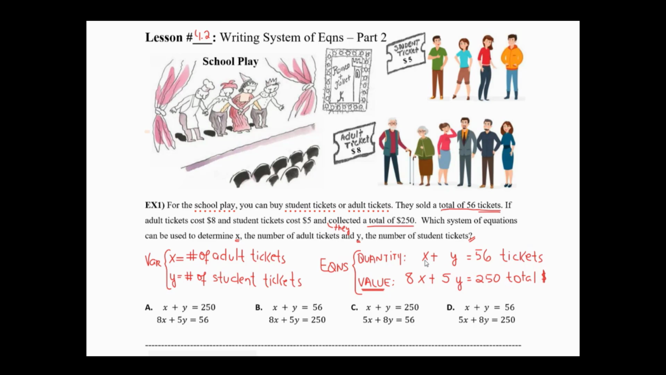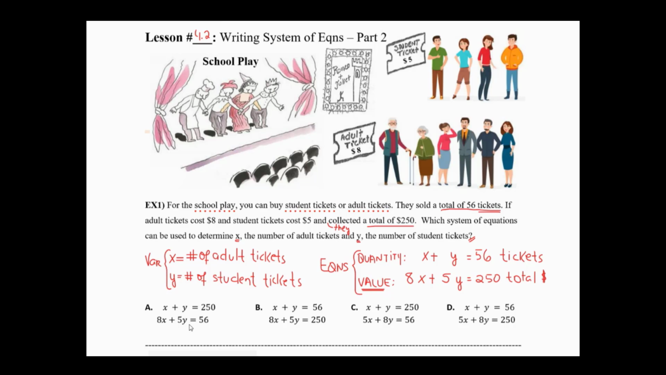And here is number of tickets plus number of tickets equals a total of 56 tickets, okay? So please remember we have a quantity equation and a value equation. And the equation that represents money or value has the value before each variable. So there we go. We have our two equations.